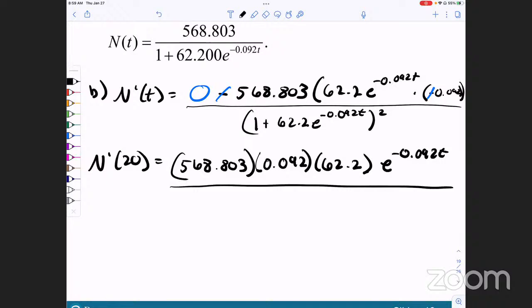And then the bottom, we just need to replace t with the 20, right? So we're finding N prime of 20. So here times 20. We have this 1 plus 62.2 e to the negative 0.092, again, times 20, quantity squared. We're going to just use a calculator to crunch all this.